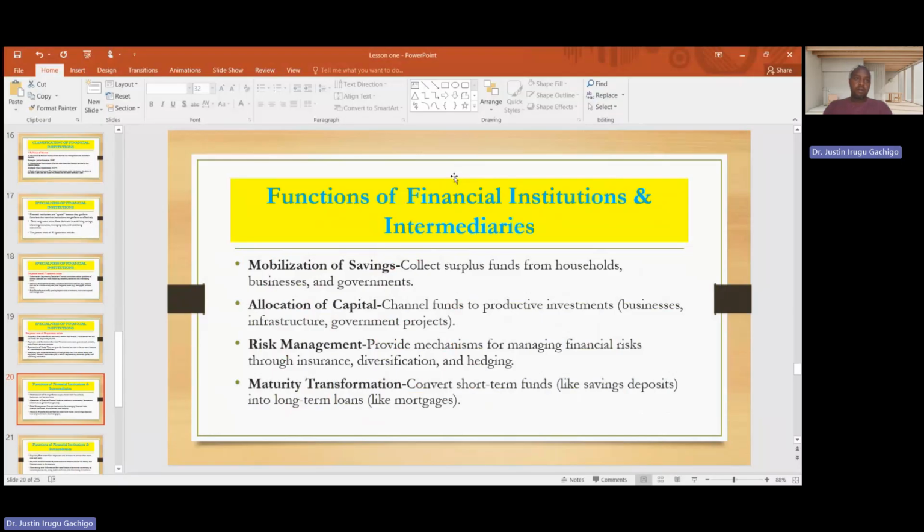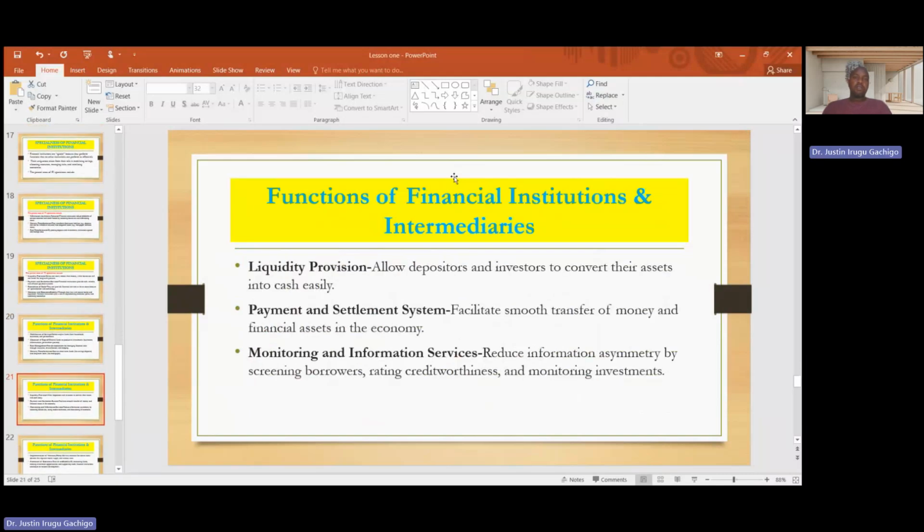Two, the allocation of capital. That is, they move money from those who save to those who want to borrow. Risk management. They provide a mechanism for managing financial risk through insurance, diversification, and hedging. Maturity transformation. We have talked about that, converting short-term funds to long-term. Liquidity provision allows depositors and investors to convert their assets into cash easily.